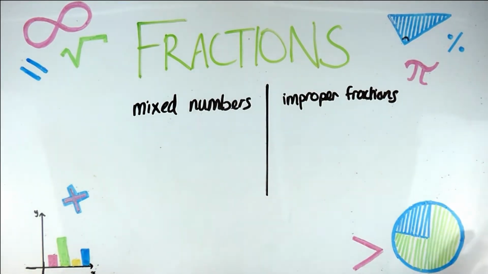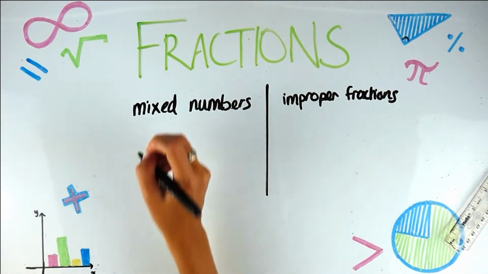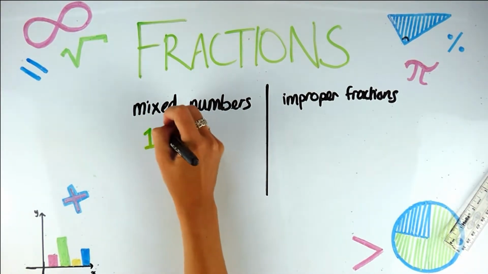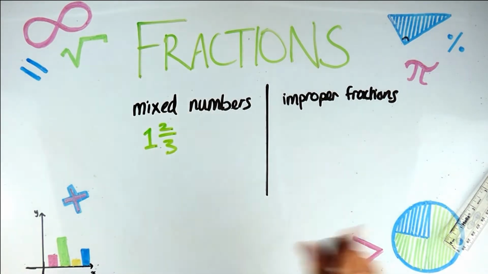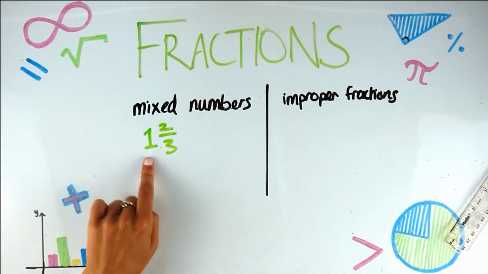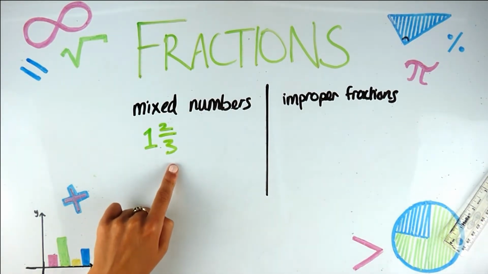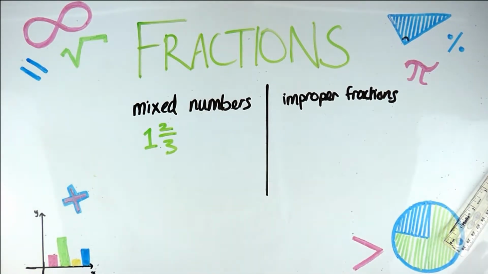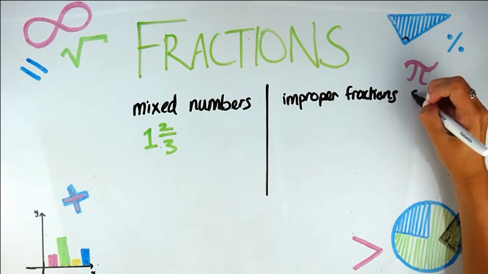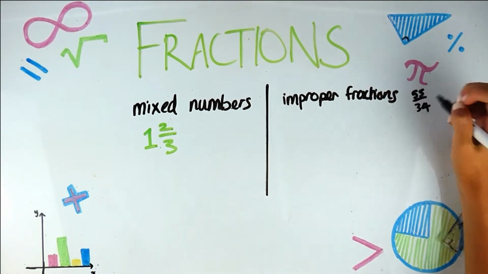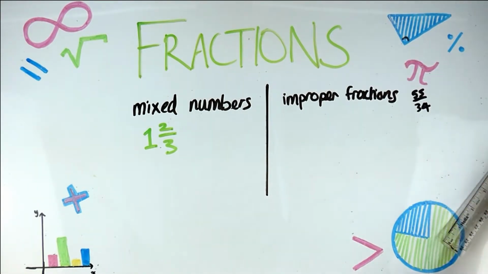Okay, so a mixed number and improper fractions. So a mixed number, for example, is something like this. 1 and 2/3, and it's mixed because it has a whole part, an integer part, and also a fractional part. And an improper fraction is, I'm just going to write an example on the side, 55 over 34, something that has its top bigger than its bottom.